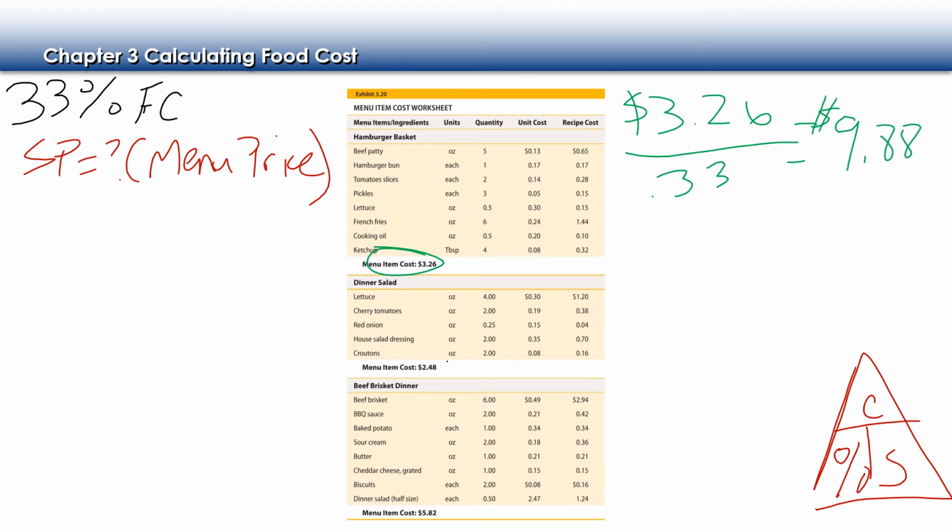Let's do the same thing. I want you to hit pause, and I want you to calculate the menu price for the dinner salad and the menu price for the beef brisket dinner. Then when you hit play again, see if your answers match up with mine.